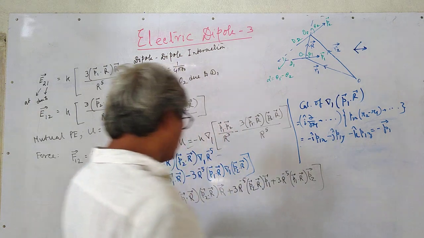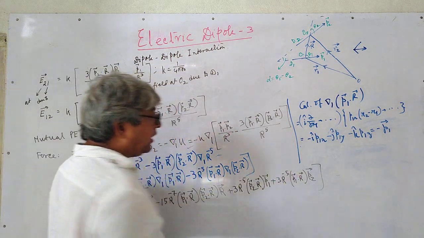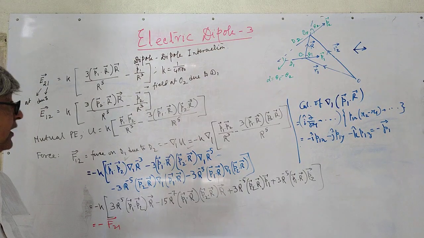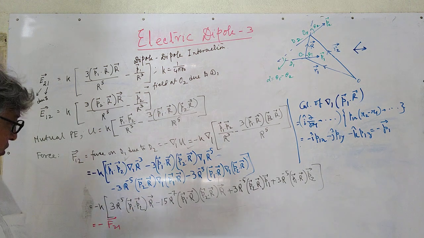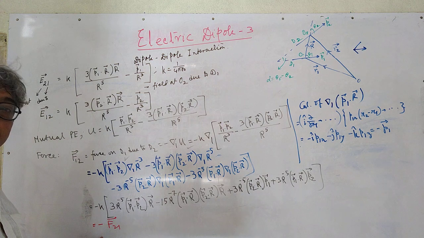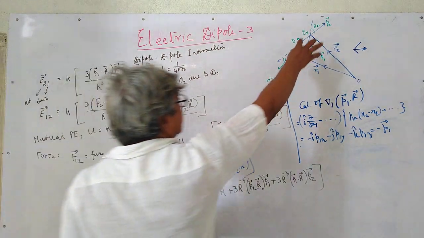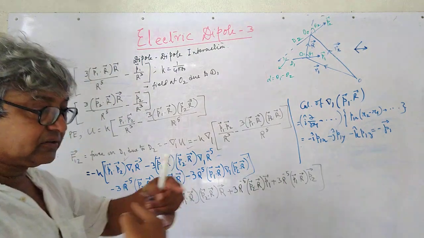Similarly, P2 can be resolved into radial and cross radial components, and that will give rise to the radial and cross radial components of the electric field that acts on the two dipoles. It will be interesting to study that the radial components of F12 and F21 are indeed equal and opposite. But the cross radial components, they act along this line, but they are slightly displaced, rather they are parallel.